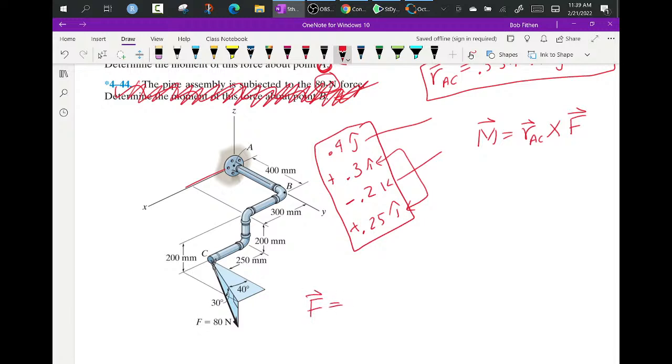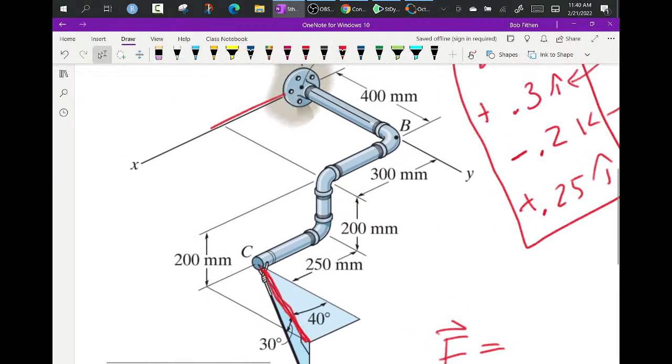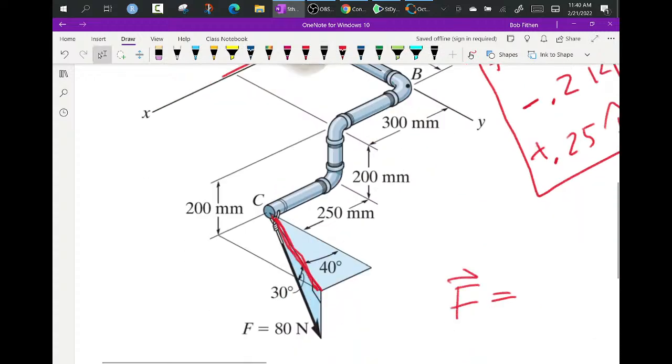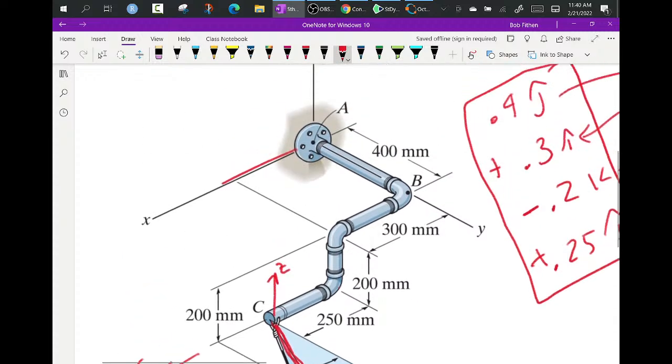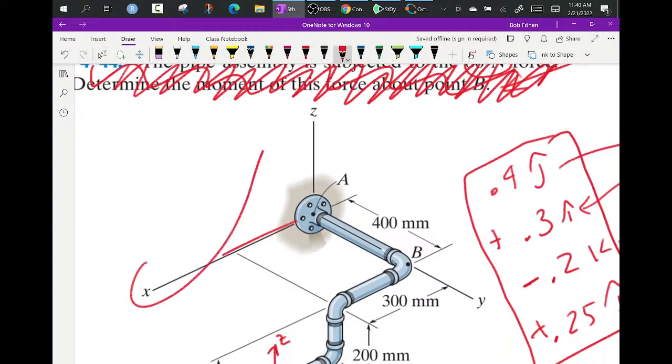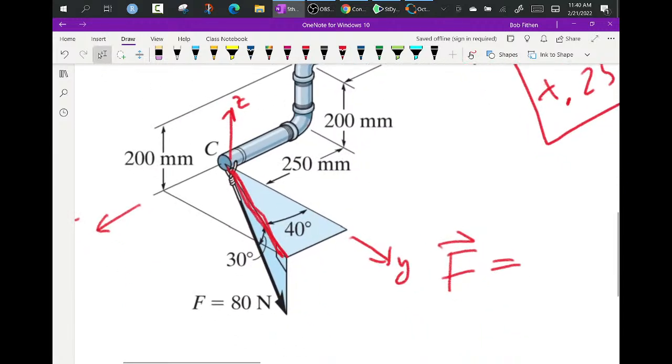Okay, so let's see if I can do this somewhat okay. You know what, I'm going to zoom in a little bit. But you know what I'll do in the meantime? I'm going to give myself, this is going to be X, this is going to be Y, and this is going to be Z, just so I can zoom in and still have these coordinates there so I can do a better job here.